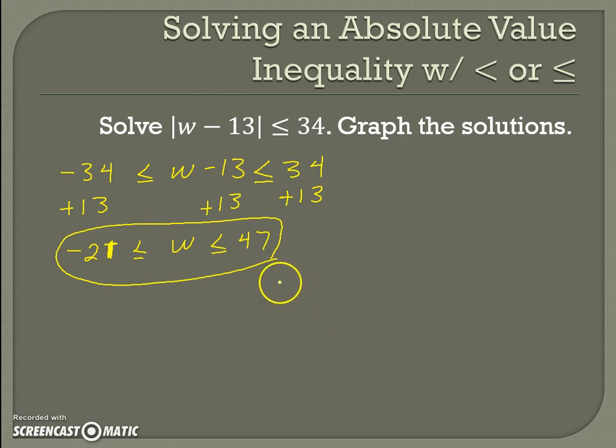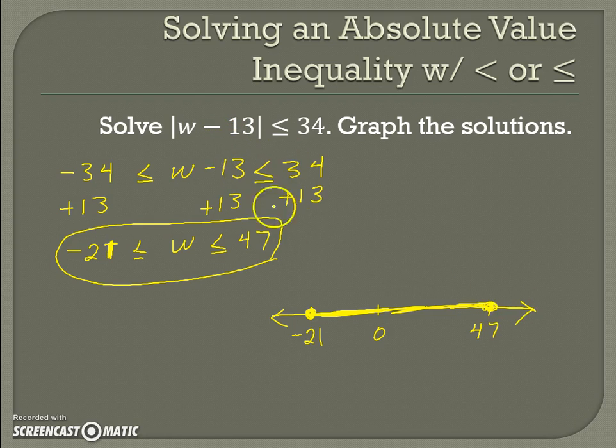And then the way you would graph this is make your graph. I would have negative 21 on one side, maybe a 0, and then 47. It is closed circles. And then I'm graphing what's in the middle. So think about what this solution means here. This is saying that all the numbers that are inside here will make this a true statement.